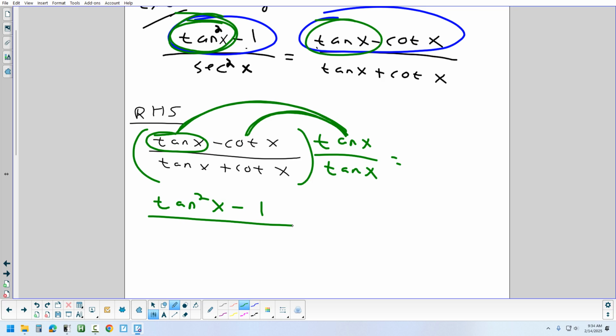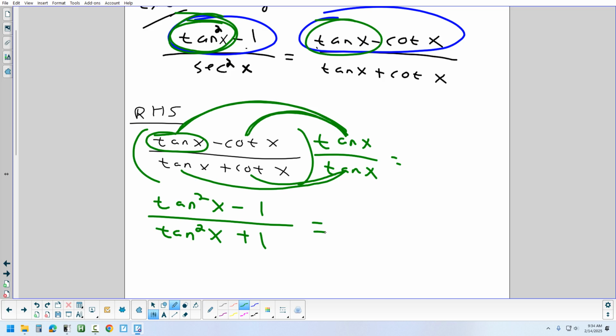What's going to happen in the bottom? I don't know. I haven't thought that far ahead yet. Okay, so I made the top the same. Now let's see what happens in the bottom. What's tangent times tangent? Tangent squared. And what's tangent times cotangent? 1.